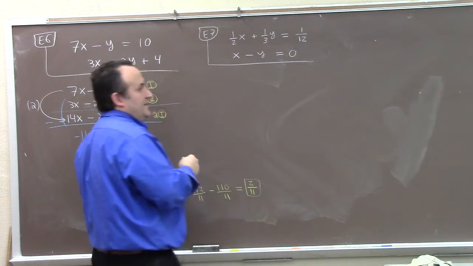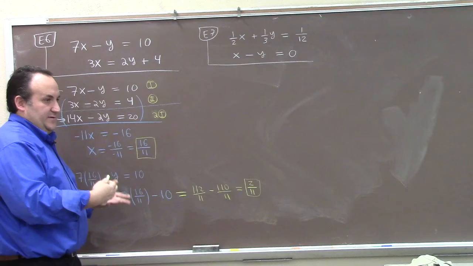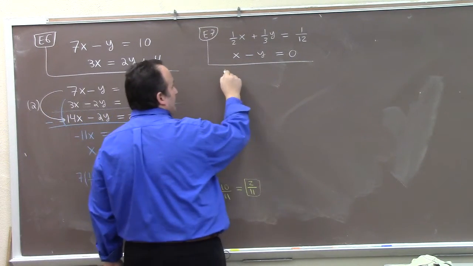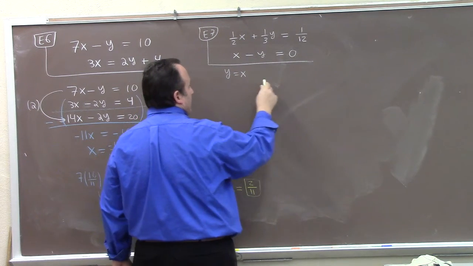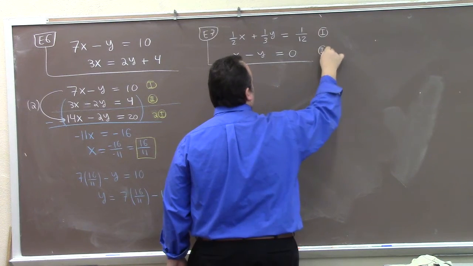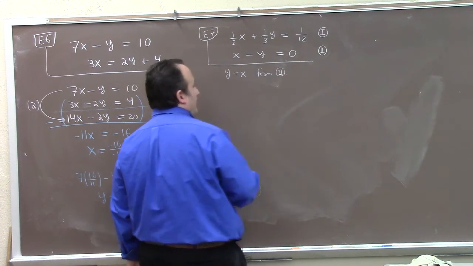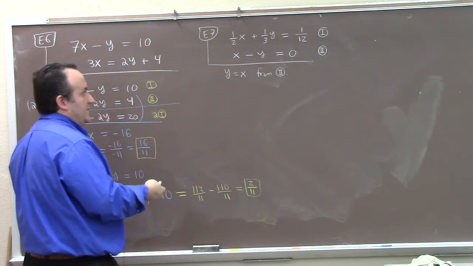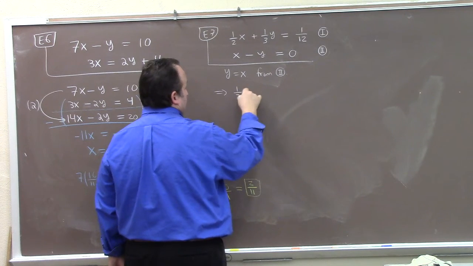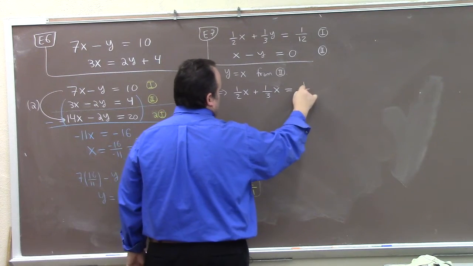I think that substitution's the way to go here. Substitution's very natural here, because the second equation, I just get y equals x, right? So if I call this equation 1, call this equation 2, from 2 we can substitute that into equation 1. What do we get? 1/2 x plus 1/3 x equals 1/12. How are you going to solve that?